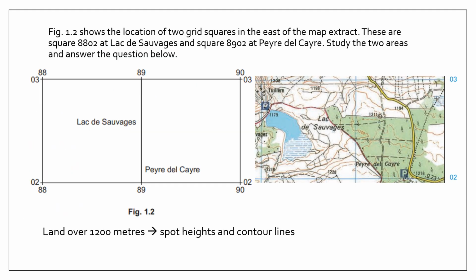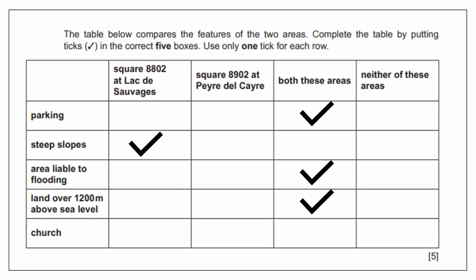And for the next one, land over 1,200 meters. So I'm looking for contour lines or spot heights that are above 1,200 meters. I'm going to first start with some spot heights, and if I can't find any, I'll look at the grid squares. But luckily, there is a spot height here that is above 1,200 meters in the first grid square, and in the second one, again, this one shows clearly that it's above 1,200 meters. So I can tick that both these areas have land over 1,200 meters.